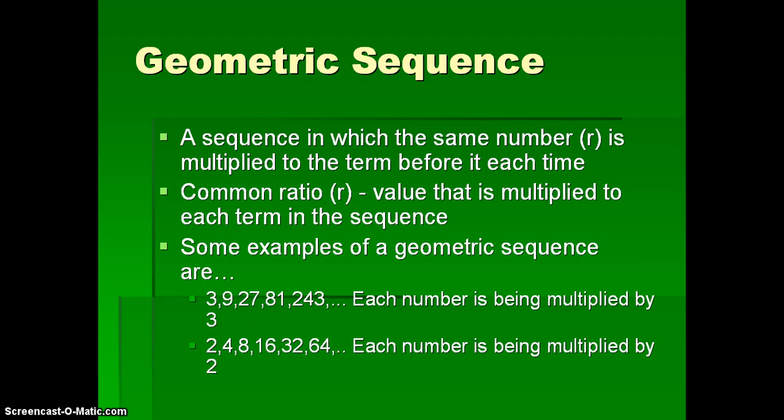Geometric sequence: a sequence in which the same number r is multiplied to the term before it each time. Common ratio r is the value that is multiplied to each term in the sequence. Some examples of a geometric sequence are 3, 9, 27, 81, 243, where each number is being multiplied by 3, and 2, 4, 8, 16, 32, 64, where each number is being multiplied by 2.